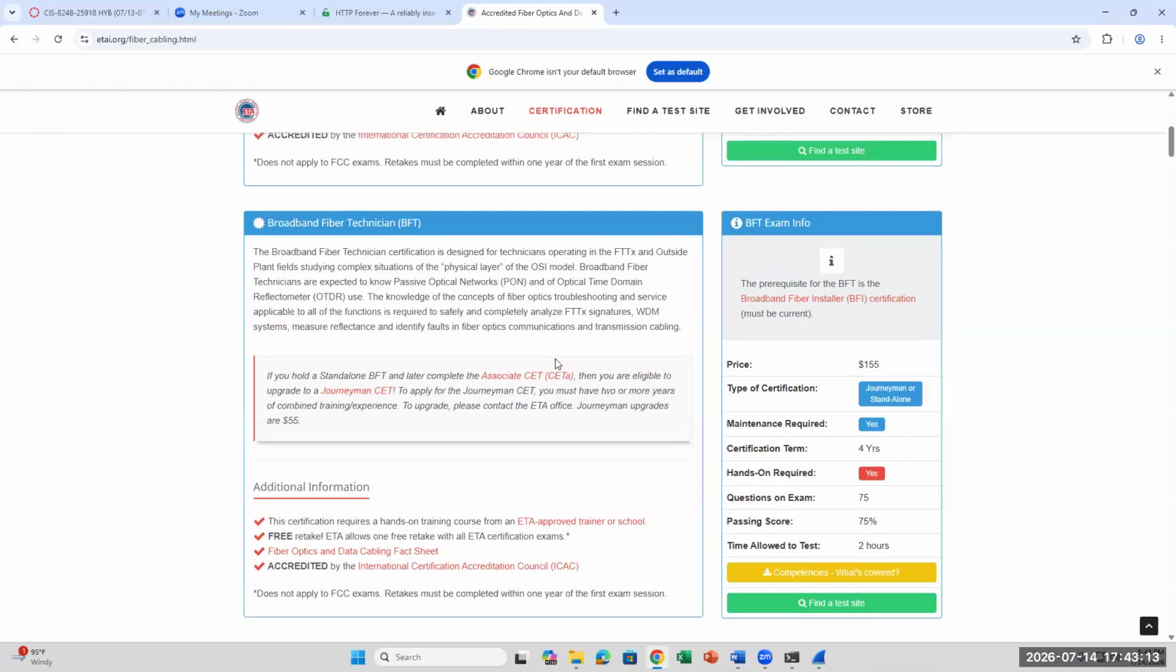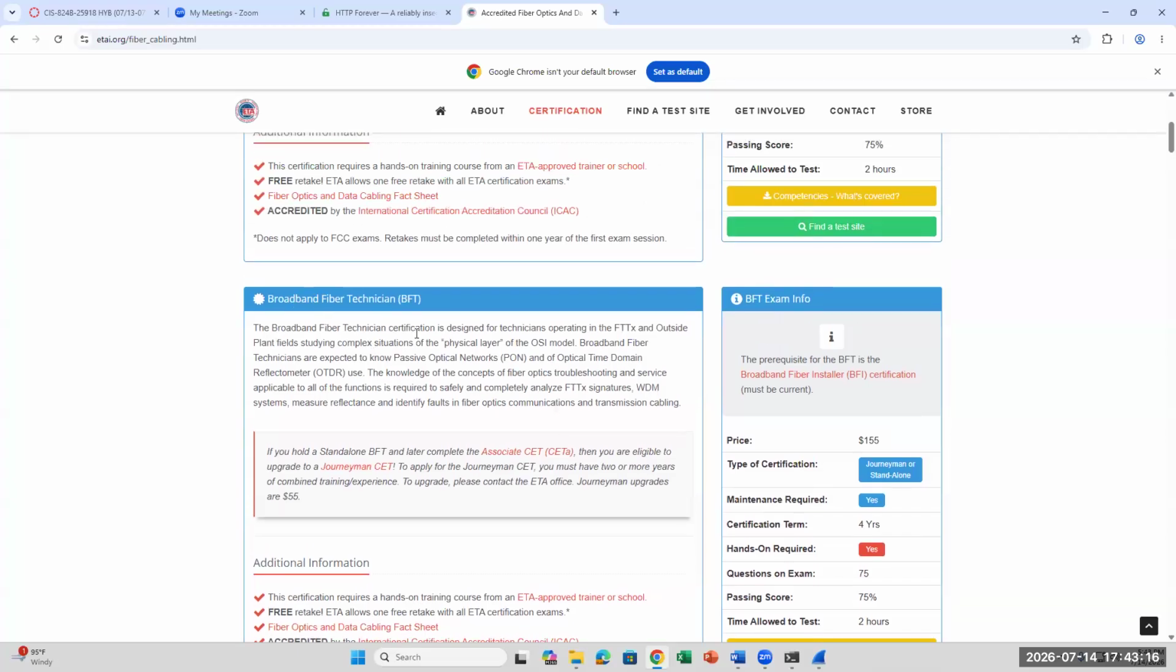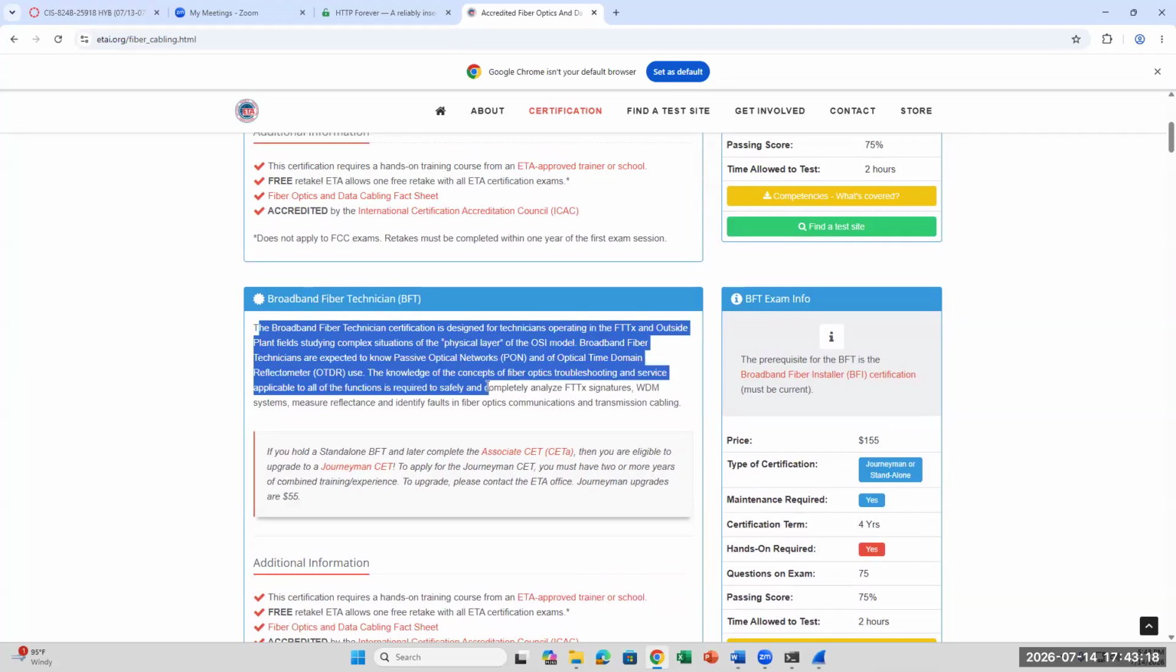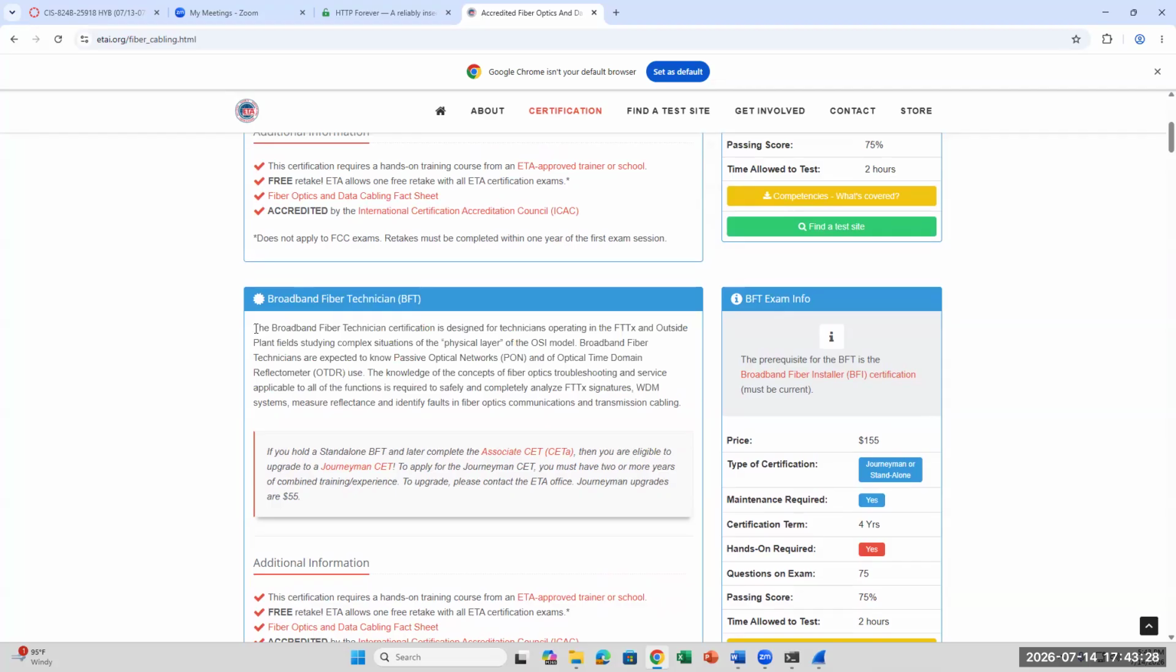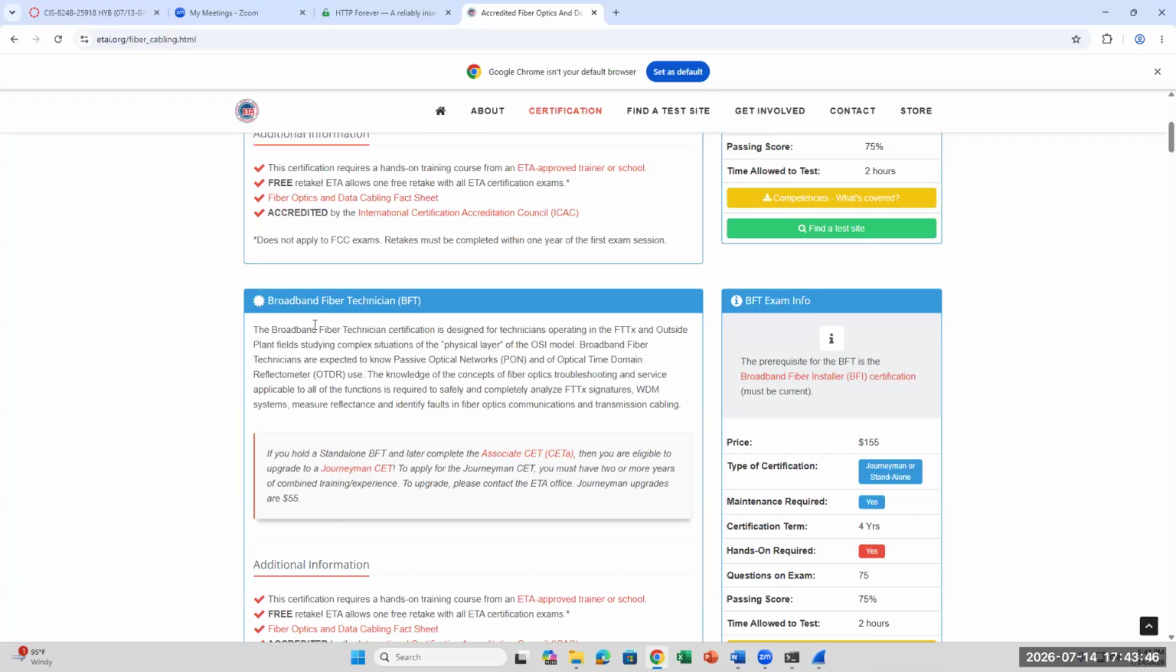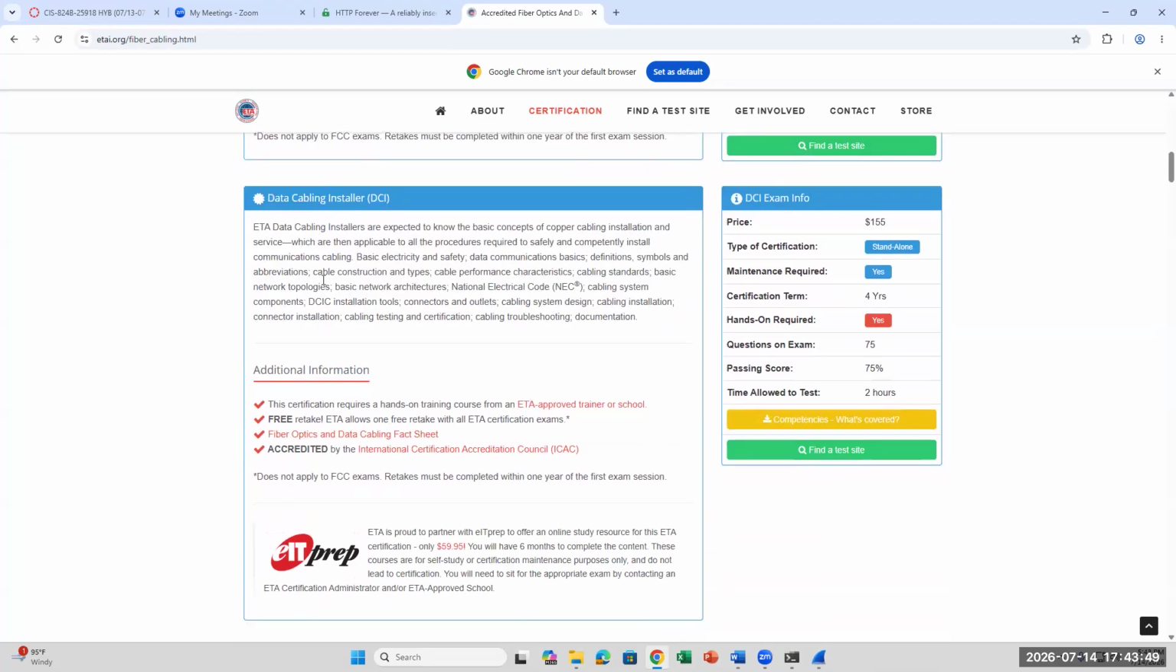So if you do the broadband technician, this is a little bit different, where you have a reflectometer and use different tools. This is specifically for broadband, and broadband is typically business oriented. A lot of them are technicians who go out and travel with the team and work with the boxes and the equipment. You don't install in residential. You can do residential stuff by doing the data cabling one.